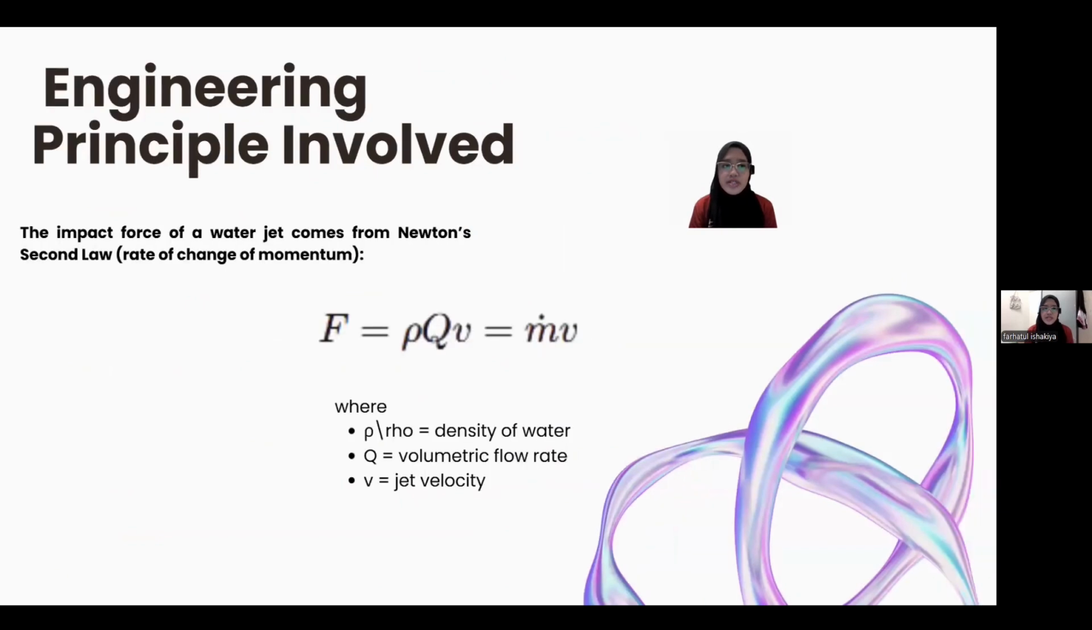So let's move to engineering principle involved. The impact force of a water jet comes from Newton's second law, which is the rate of change of momentum. The equation is F equal to rho Q V, where rho is the density of water, Q is the volumetric flow rate, while V is the jet velocity.